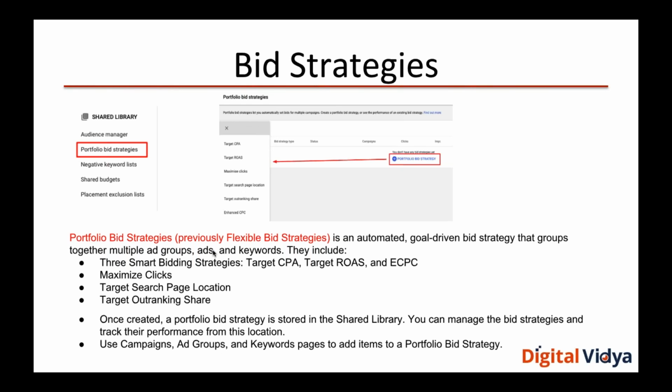Is there any maximum limit to put competitor domain? My competitors are more than one. No, in the target outranking share you can put only one competitor at a time. So maybe you can run a separate campaign specifically for one competitor. That's one option.